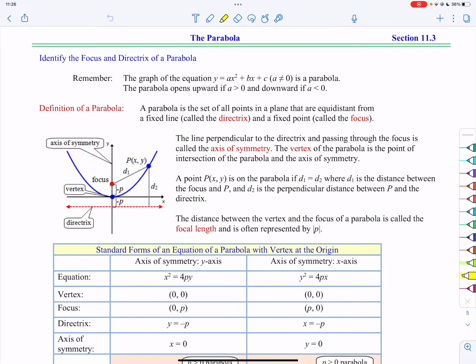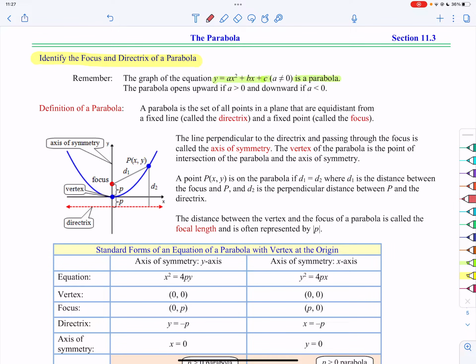This is section 11.3, the parabola. We're first going to begin with identifying the focus and the directrix of a parabola. We do want to remember that the graph of the equation y equals ax squared plus bx plus c is a parabola. That is actually the standard form of the equation of a parabola. And of course, a can't be 0 because then we would not have the quadratic equation.